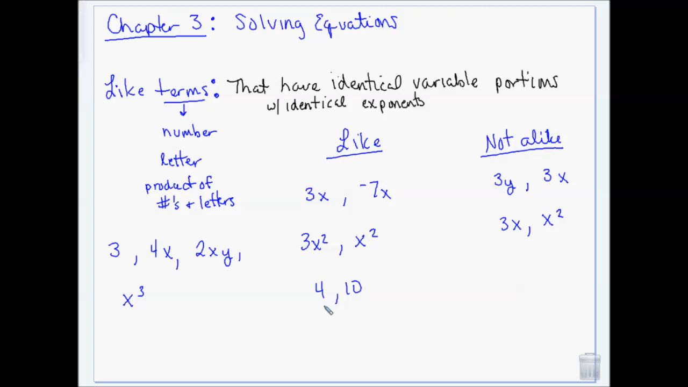And you can have combinations. So 3xy and negative 6xy. As long as the letters match, they're alike. What if the letters got rearranged in a different way? 3xy, negative 6yx. Those are still alike because they're the same two letters with the same exponents. So that would be okay. That's a really good question.